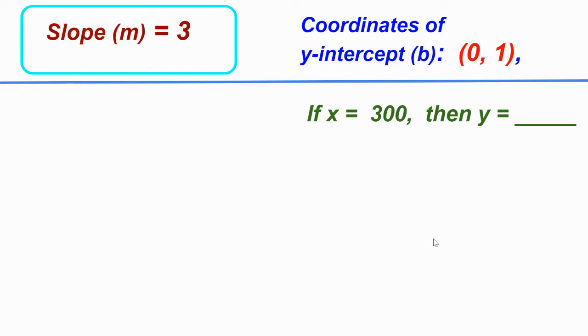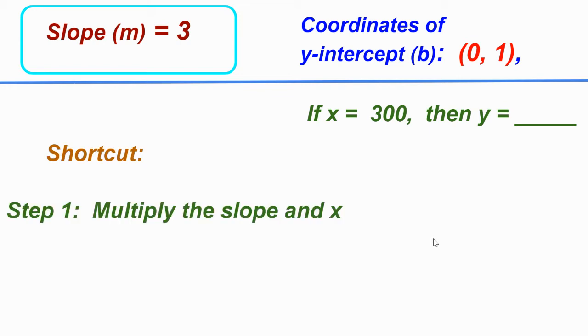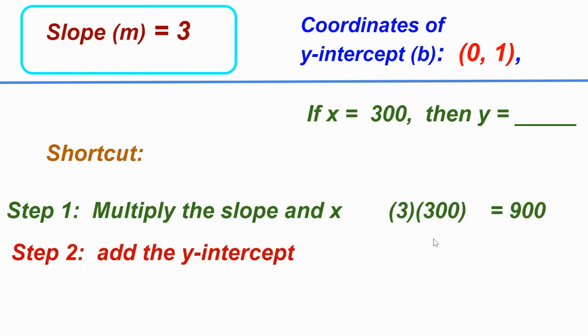There's a pattern for that, right? So same idea. What do we do for that shortcut? Multiply the slope and the x. So 3 is my slope, and x is my 300 in this problem. 3 times 300 is 900. And then the last step is, what do I do? Add the y-intercept. Easy enough. 900 plus 1 is 901. That's the answer. That's the beauty of knowing this trick, this system, this shortcut.